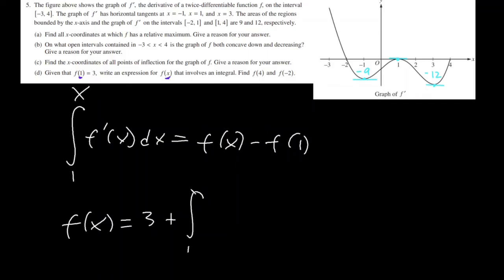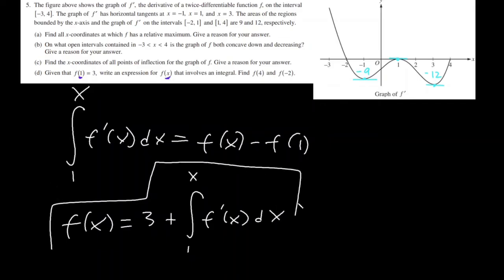Okay? So if I integrate this, I'm going to get f of x minus f of 1. By the fundamental theorem of calculus, the integral and the derivative cancel out, and I'll just get f of x minus f of 1. Now, since I know f of 1, and I want f of x, I can solve this for f of x. f of x equals f of 1. Remember, f of 1 is just 3. So we'll say 3 plus the integral from 1 to x of f prime of x dx. Okay? So this is the expression for f of x that involves an integral.